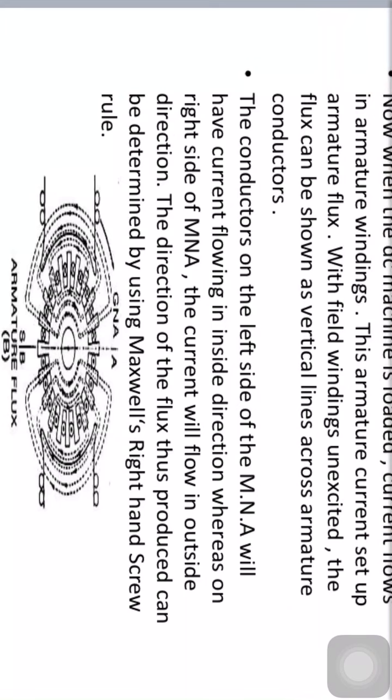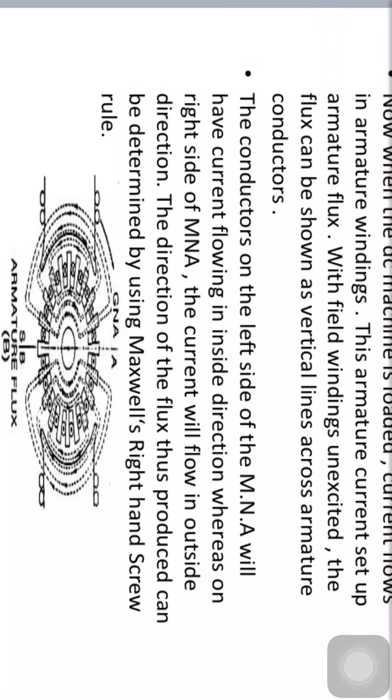In the diagram observe the DC machine, the armature conductors carrying current. The direction of current in armature conductors may be determined by Fleming's right hand rule. The current flows in the same direction in all conductors lying under one pole. The direction of the flux produced by armature conductors may be determined by the corkscrew rule.